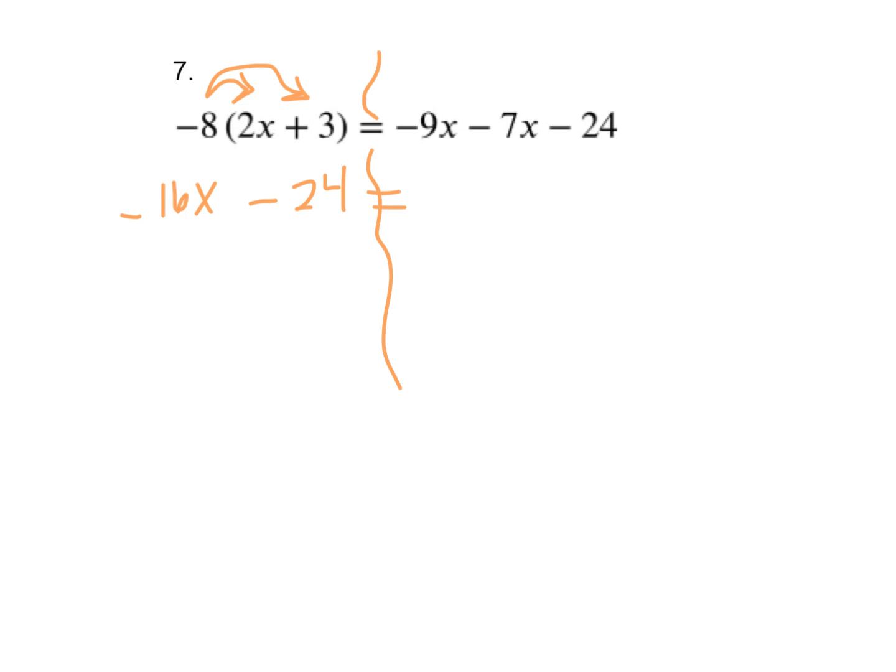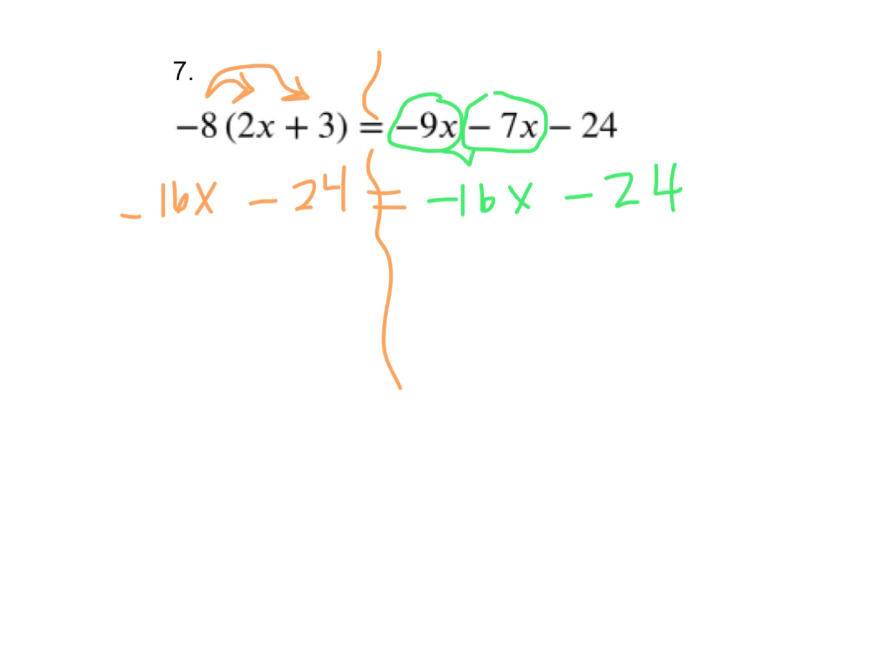On the right, I do see there's negative 9x and negative 7x, so we can combine those, and that's going to be negative 16x, and bring down your negative 24. Ooh, I see twins. The left side is the same as the right side.